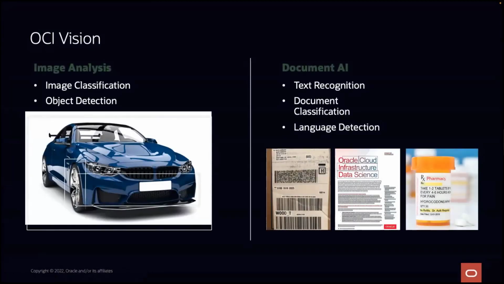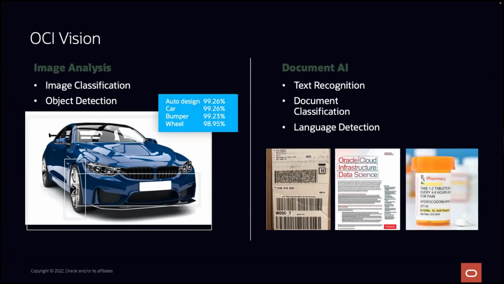The Vision service is an OCI native AI-powered service. Here you have two options: one is image analysis, and the other is document AI. Within image analysis, the Vision service provides pre-trained models to identify, for example, image classification or object detection. If you pass in an image of a car, the Vision service would return statistics like what you're seeing here. This is using the pre-trained models.